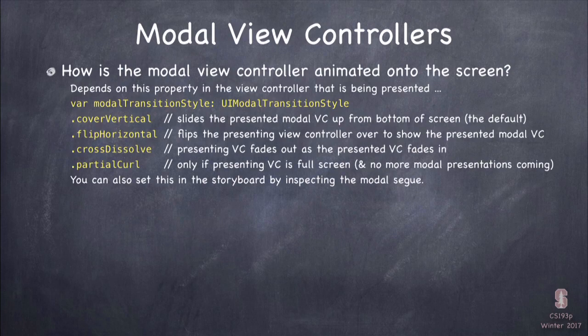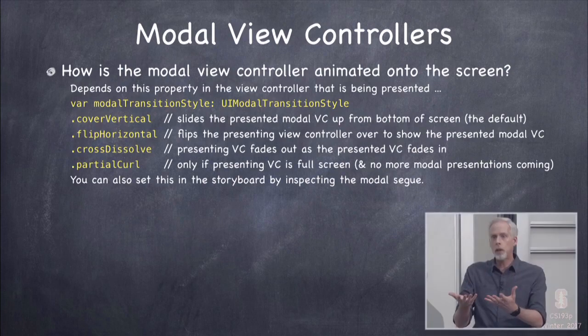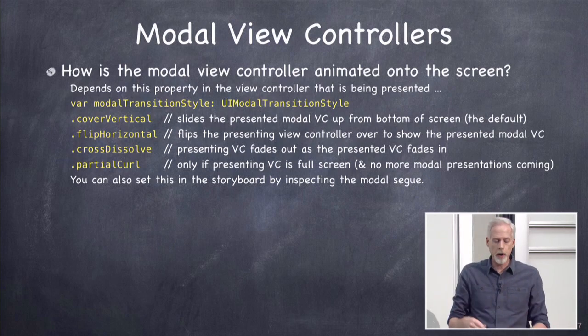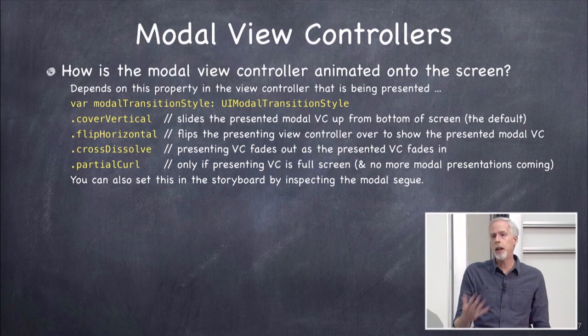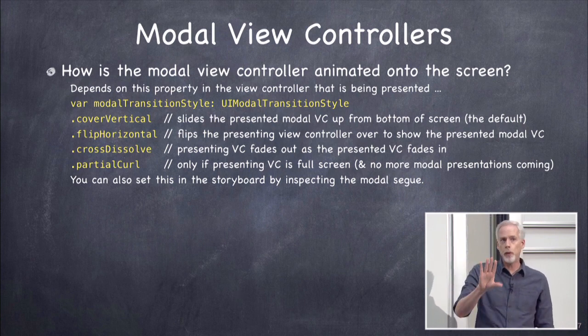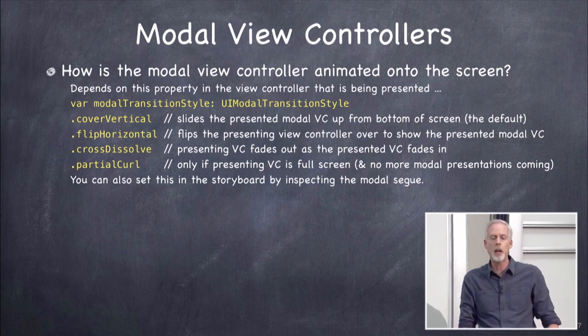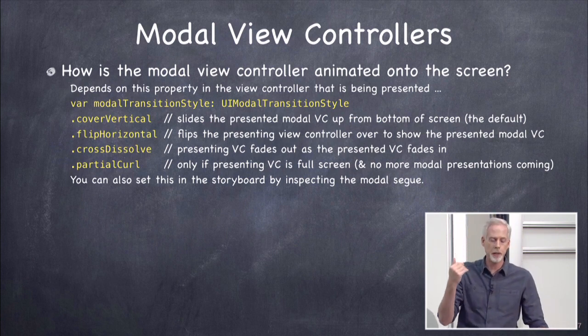Now, not only can you control what the modal view controller is going to look like when it's up, whether it's full screen or whatever, but you can also control how it animates to come up. It's the same things we saw with the other one. You can flip to have it appear. It can cross dissolve in there. It can slide up from the bottom. That's cover vertical. That's the default.